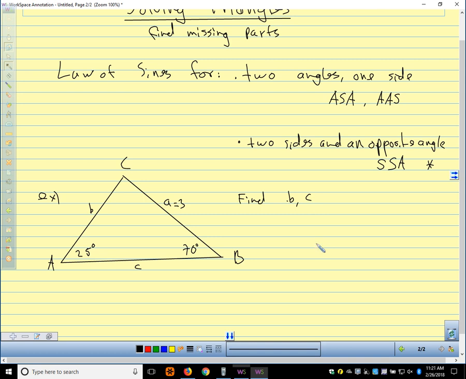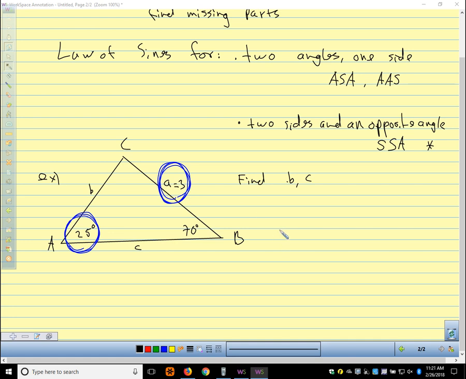So we want to find those two missing sides. Here we have two angles and a side. Now the way we use law of sines is we want to make a ratio with an angle and the side across from it. So one piece of my equation for this problem, since I know these two, I would say the sine of 25 divided by 3. And we're going to set that equal to a ratio that we make from another side and another angle.